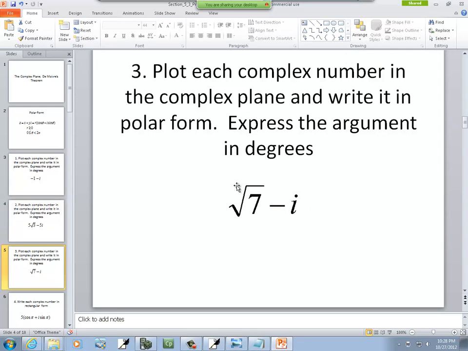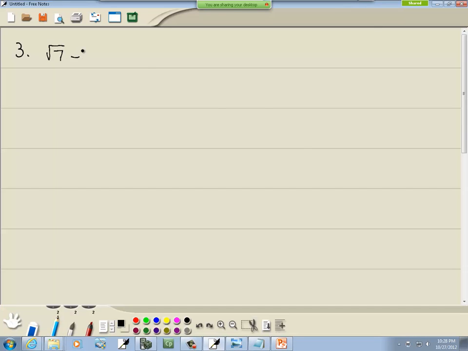Let's look at our next example. Here we got square root of 7 minus i. Okay, square root of 7: square root of 9 is 3, square root of 4 is 2, so it's somewhere between 2 and 3. So somewhere in here, and then that's negative 1. So somewhere right here. Don't really care how precise, we're just trying to see our quadrant. And we'll talk more about why that's important.